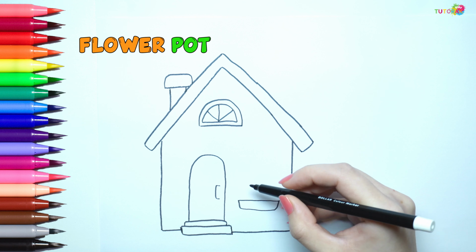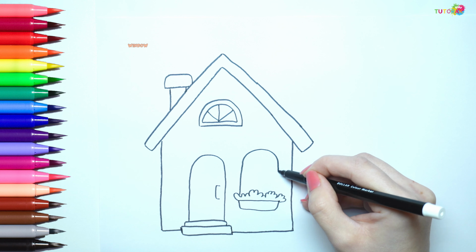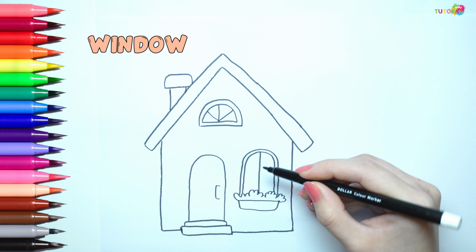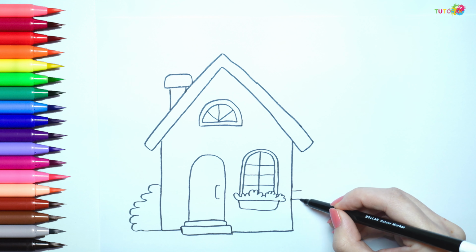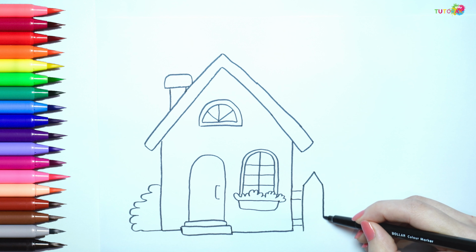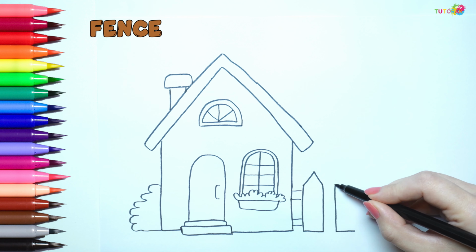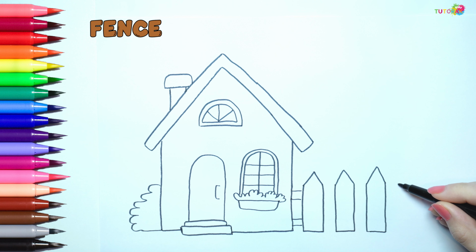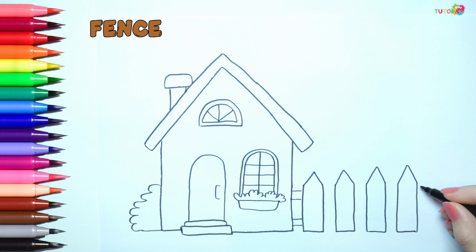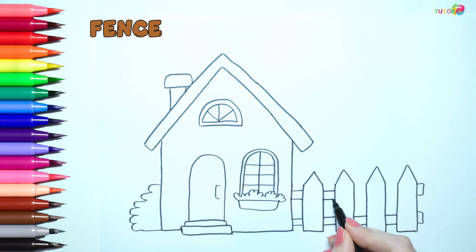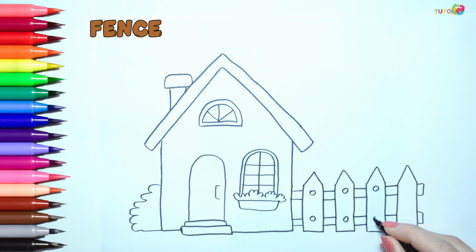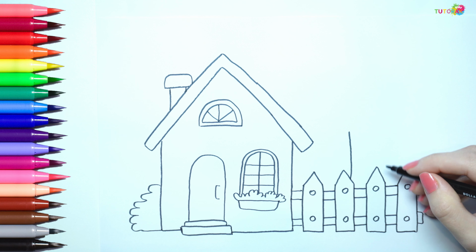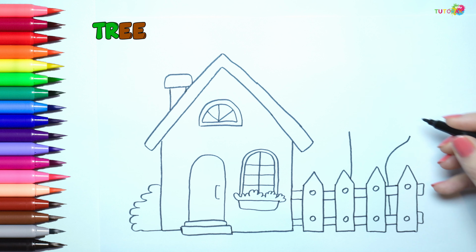This is a flower pot. And another window. This is a fence. And this is a tree.